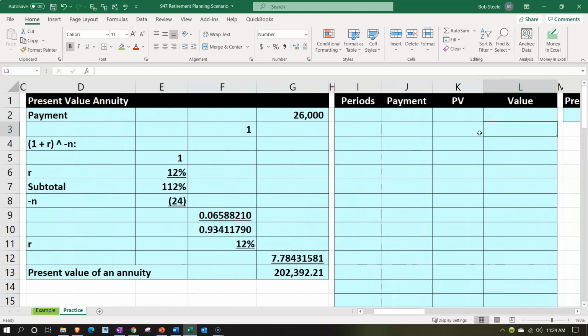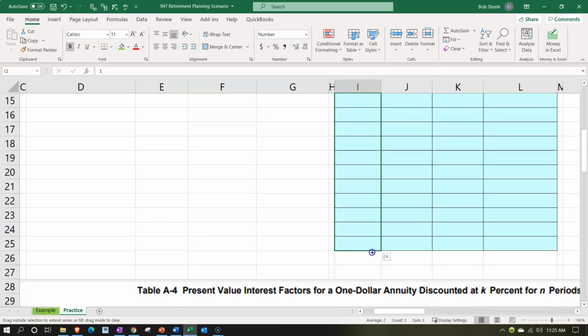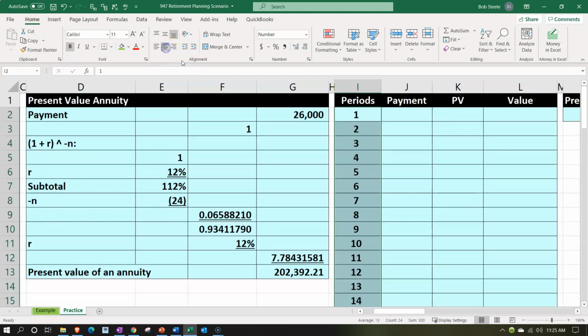Let's do the same thing with a running balance, breaking down the annuity, instead of an annuity for 24 periods, into 24 present value of 1 calculations. So we'll do that by going 1, 2, and so on. I'm going to go ahead and select those two, copy it on down. Then we'll center that, home tab, alignment, and center.